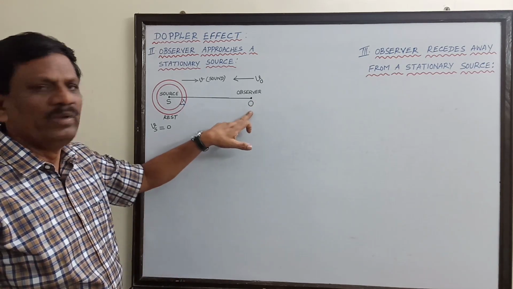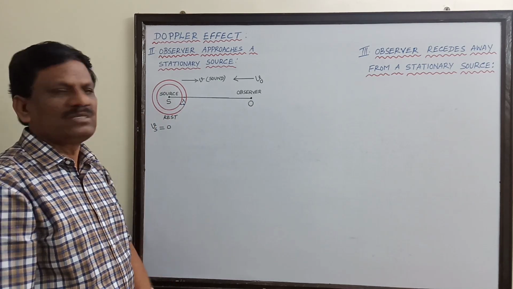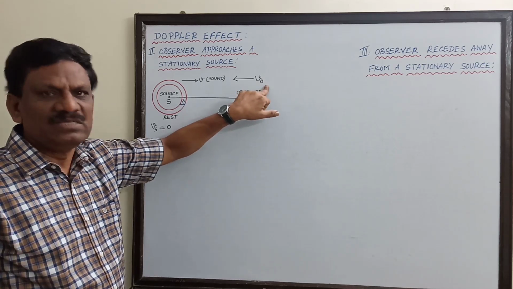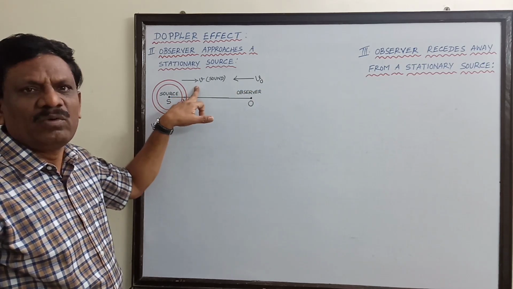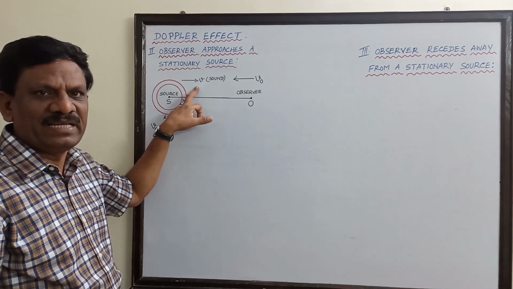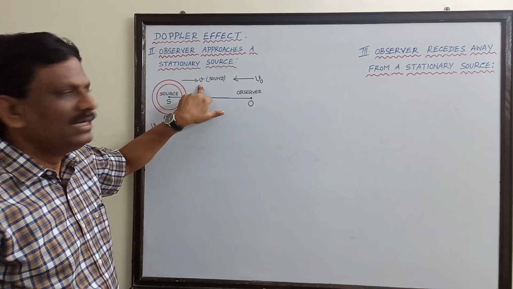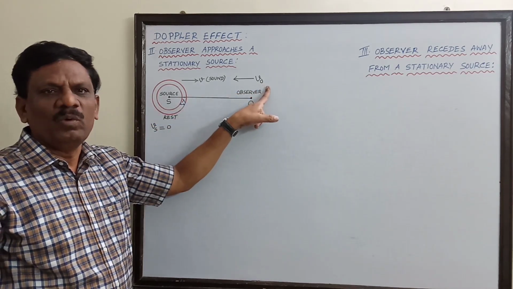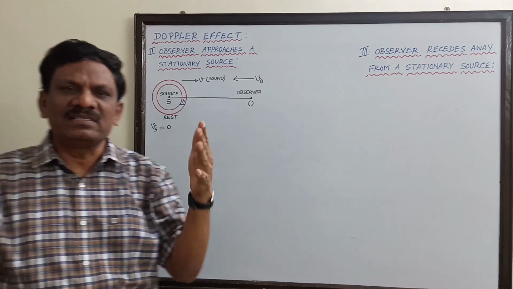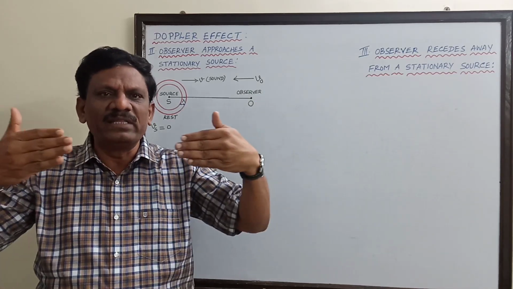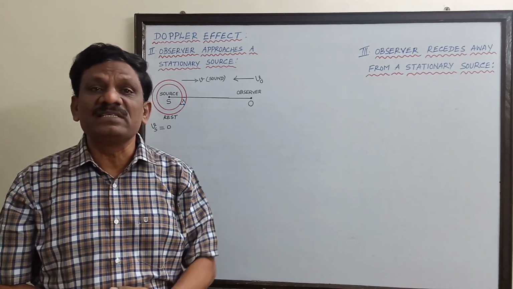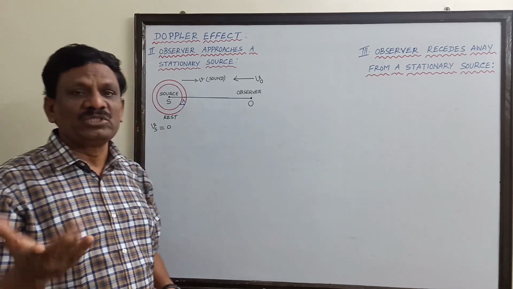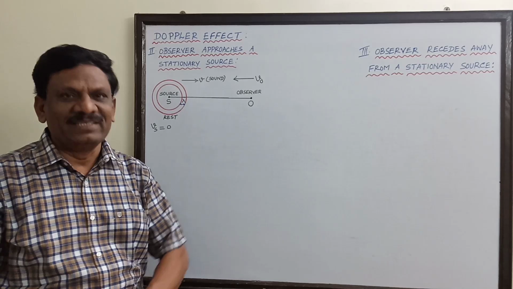So the observer is moving towards the stationary source. The observer is moving with the velocity VO. Here VO is not equal to 0. And the sound is now coming from left to right along the positive x direction with the velocity V. And the observer is going from the right towards the left with the velocity VO. So the sound waves and the observer both are moving in the opposite direction. Only the source is at rest. So there is a relative motion between the source and the observer.